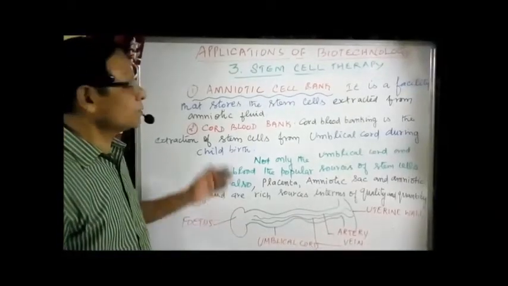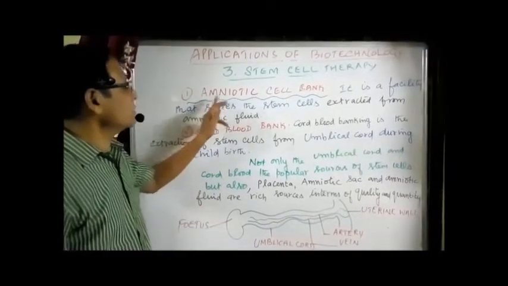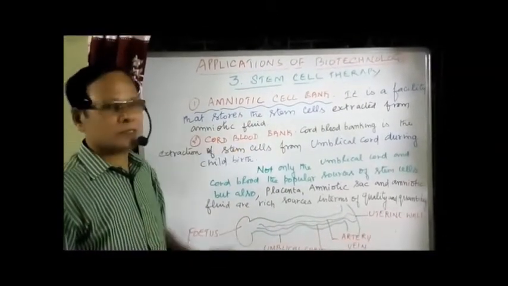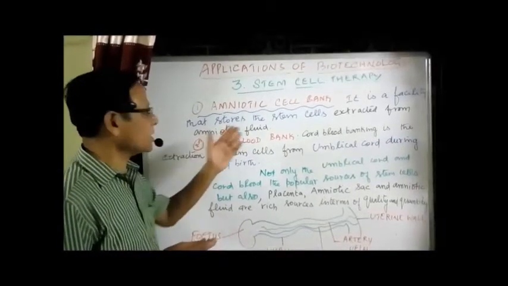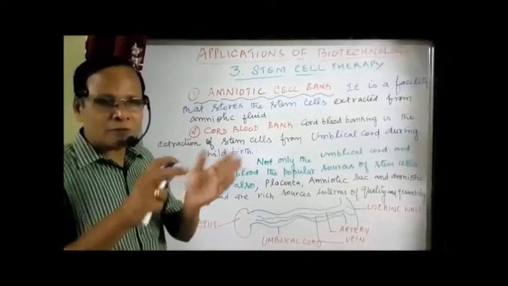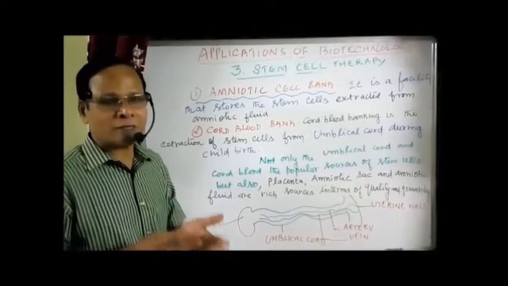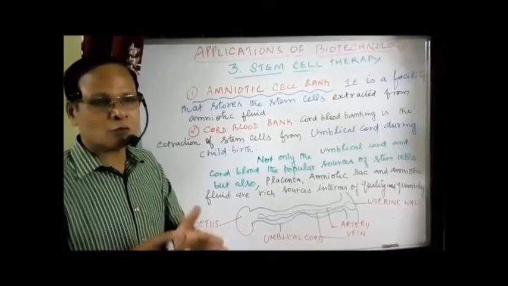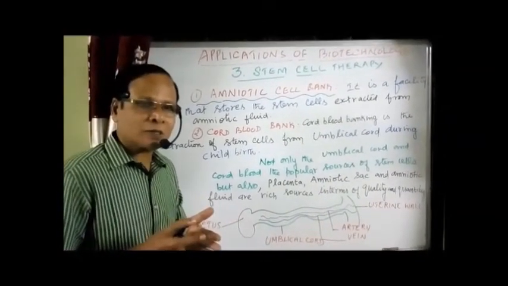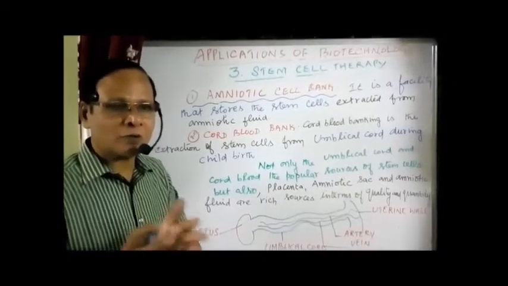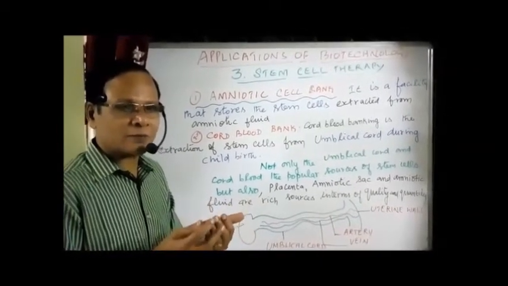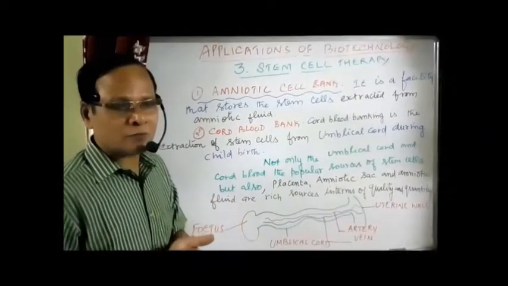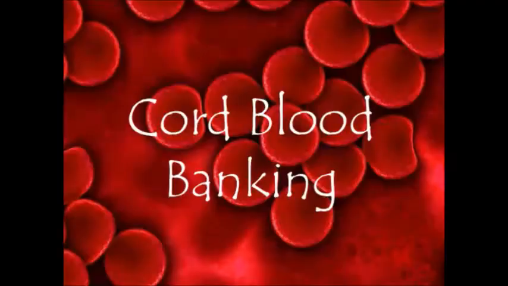Now the first type of stem cell bank, the amniotic cell bank. It is a facility that stores the stem cells extracted from the amniotic fluid. The embryo is surrounded by the amnion, an extra-embryonic membrane, which is filled with a fluid in which the embryo is floating. The amniotic fluid also contains cells similar to the embryo's body. So we can extract the cells from the amniotic fluid and store them in the amniotic bank, and they can be used for future purposes as stem cells.